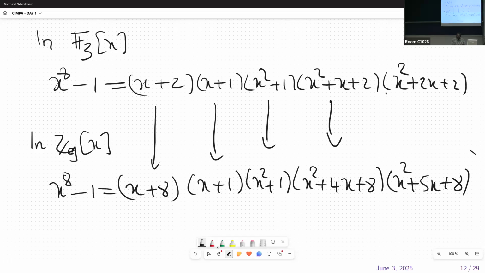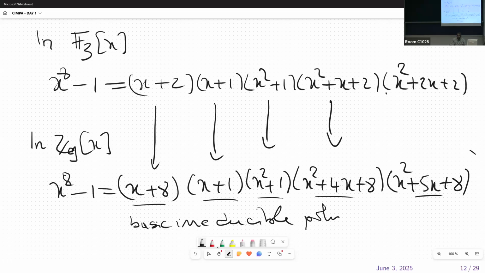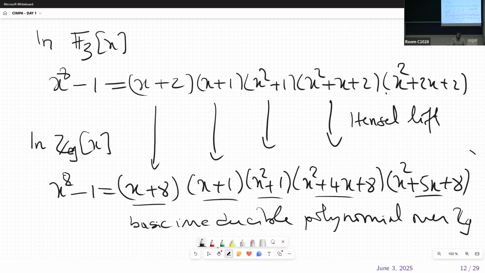Any factors here, this is the basic irreducible polynomial over Z_9. Use the Hensel lift to Z_9 to lift this polynomial, obtaining x + 8 and so on.